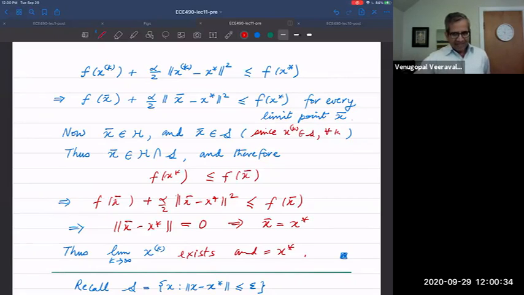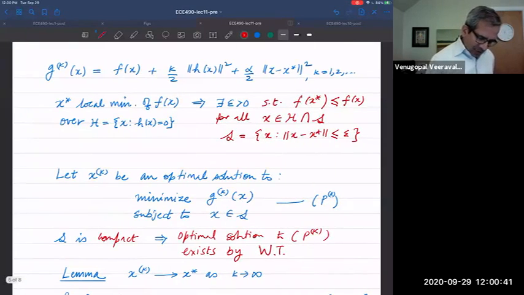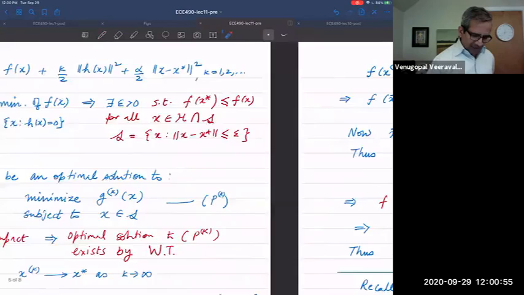Okay, is that clear? So what we have shown now, let's go back and see what we have shown. We've shown that if we look at solutions to this constraint optimization problem, xk, those solutions all go to x star. Okay, why is that important?